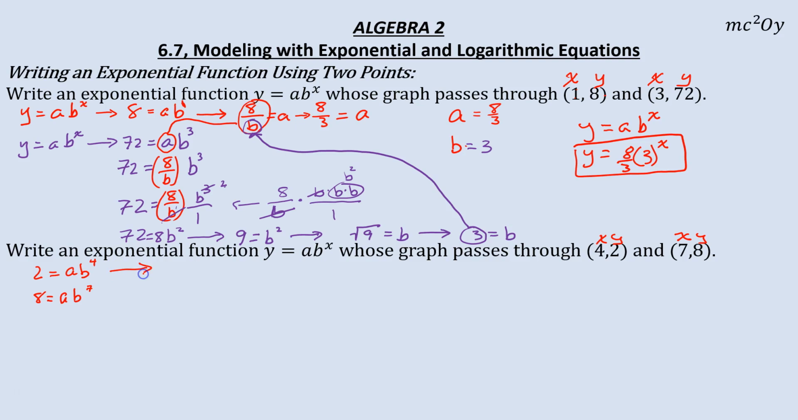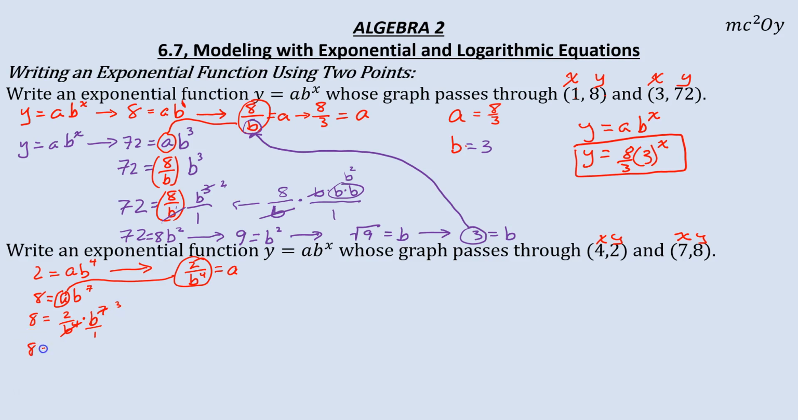I'm going to take one of those equations, and I'm going to solve for a. So I'm going to divide by b to the 4th. So 2 over b to the 4th is equal to a. I'm going to substitute that value in for a right here. So I get 8 is equal to 2 over b to the 4th times b to the 7th. And remember, this is like having a fraction. So those two things right there cancel, right? I have 4 of them here. I have 7 of them up here. That means I'm going to have 3 more left on top and none left on bottom. Those are going to cancel. It's going to become a 3.